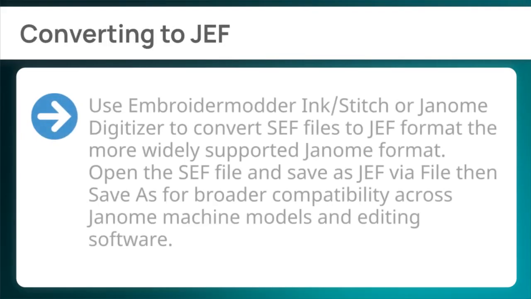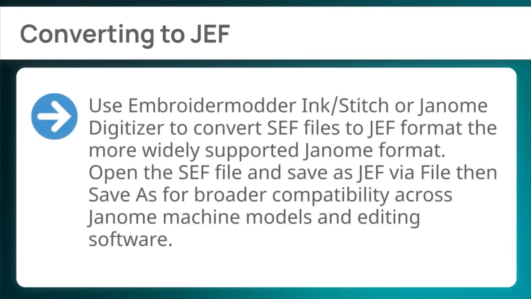Next, converting to JEF. Use EmbroiderModder, Ink/Stitch, or Janome Digitizer to convert SEF files to JEF format, the more widely supported Janome format. Open the SEF file and save as JEF via File, then Save As, for broader compatibility across Janome machine models and editing software.